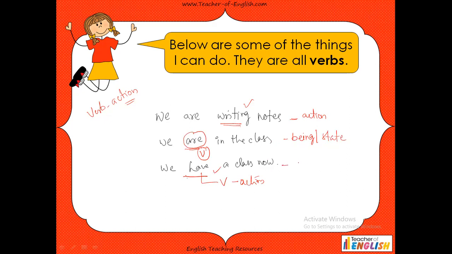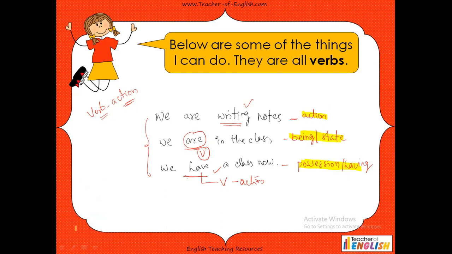So have is usually talking about our possession. That means we possess something else, or simply we say having something else. So moving back to our definition of verb, we said verb refers to action. But if you see these three sentences, remember a verb is not only referring to action. We can say it refers to being or state, and it is also referring to possession or having something else.